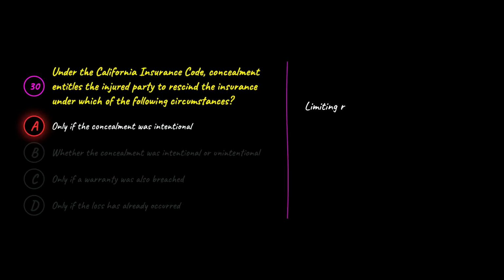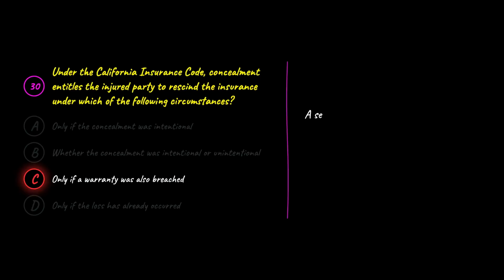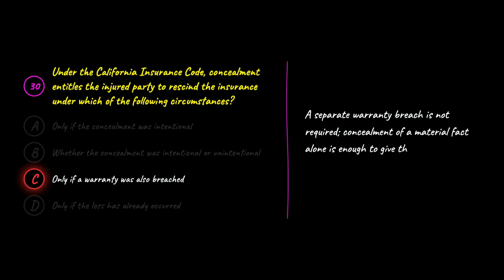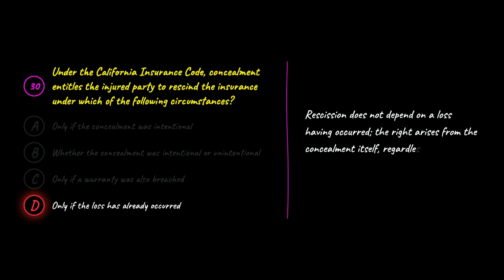A is wrong because limiting rescission to intentional concealment states the general rule in many other states, but California law expressly reaches unintentional concealment as well. C is wrong because a separate warranty breach is not required. Concealment of a material fact alone is enough to give the injured party the right to rescind. D is wrong because rescission does not depend on a loss having occurred. The right arises from the concealment itself, regardless of whether a claim has been filed.